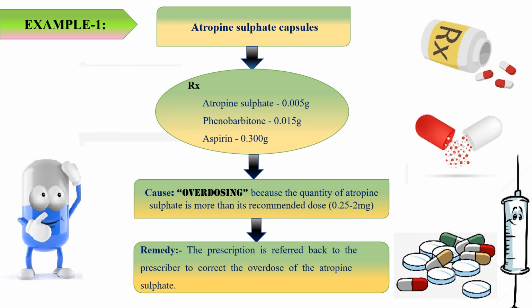The examples of therapeutic incompatibilities are as follows. Atropine sulfate capsule. The prescription is written as follows: atropine sulfate, of quantity 0.005 gram, phenobarbital, of quantity 0.015 gram, and aspirin, of 0.300 gram. Cause: overdosing. Atropine sulfate is more than its recommended dose, that is 0.25 to 2 mg. As in the prescription it is 0.05 gram, so overdosing occurs. The remedy: the prescription should be referred back to the prescriber to correct the overdose of atropine sulfate.